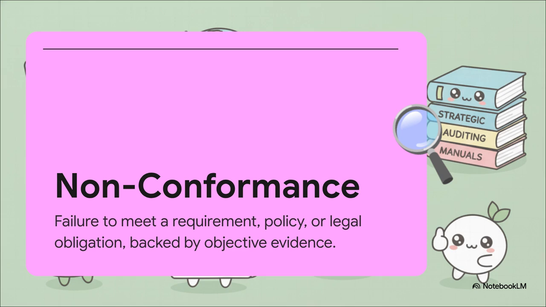We need to make sure we aren't downplaying real risks as just opportunities for improvement. You see this a lot. Organizations try to soften the blow. They avoid the word nonconformance because they want to minimize perceived deficiencies. But Clause 9.2 demands absolute accuracy. If there's a failure to meet a standard, a policy, or a legal obligation, and you have the objective evidence to prove it, you have to call it exactly what it is.